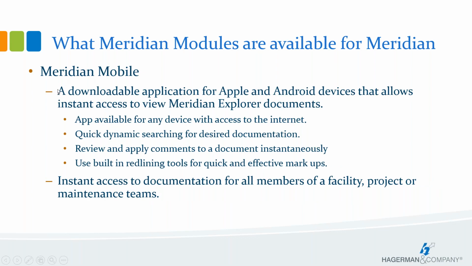Meridian Mobile. Meridian Mobile is a downloadable application from any Apple or Android device that allows you to instantly access and view Meridian Explorer documents from anywhere that has an internet connection. So you do not have to be within an intranet, within a secured VPN or anything like that. Meridian Mobile is available anywhere you have just an internet connection. So that's huge for clients that have large plants or that want to be able to access something via a phone or an iPad or something like that.